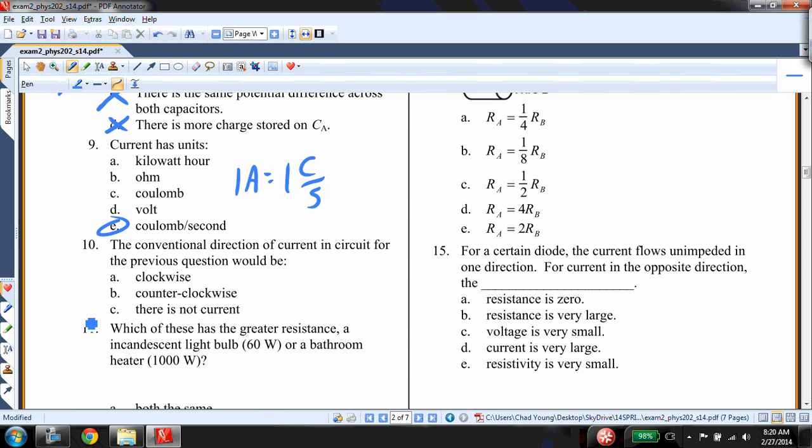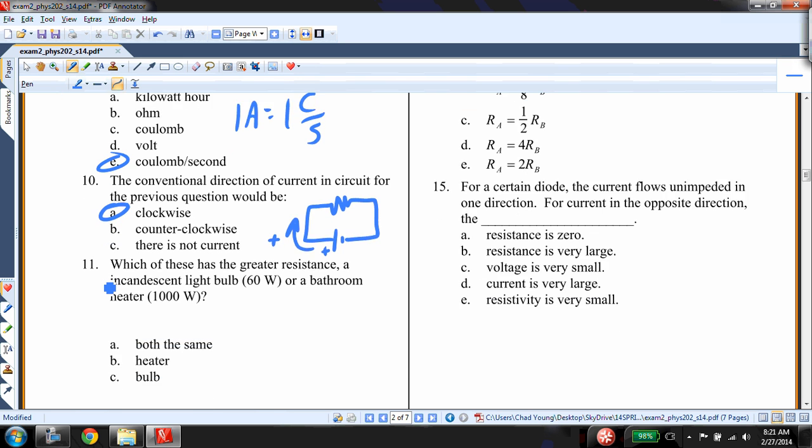Conventional direction of the current in the circuit for the previous question would be which of these. I will give y'all this circuit in class, but it's going to look like this. All right, the conventional direction of current is coming off the positive terminal. It is the direction that protons would flow, and that is clockwise.